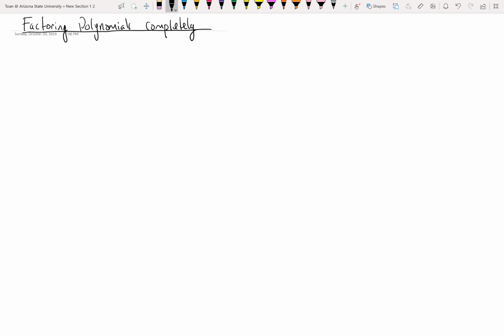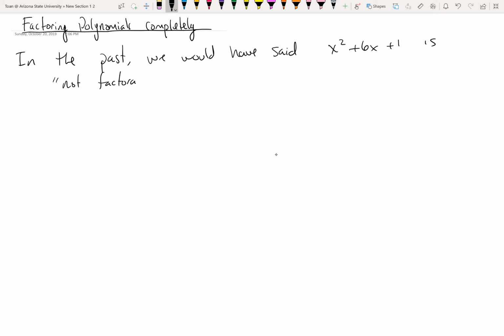So this topic is all about factoring polynomials completely. Now, in the past, we may have said something was, quote, not factorable. For example, let's go back to quadratics. In the past, we would have said, I'm just making this up, x squared plus 6x plus 1 is, quote, not factorable. In truth, what we really mean is it's not factorable over the field of rational numbers.